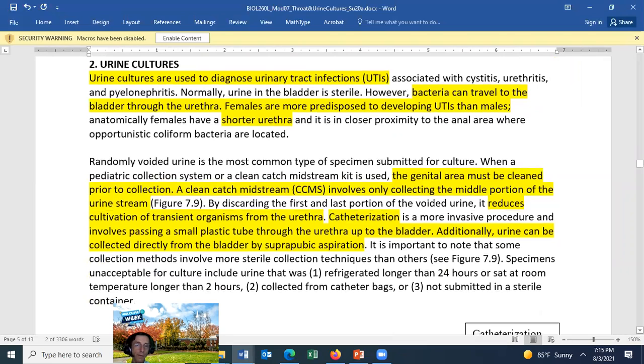All right, let's move on to urine cultures. Urine cultures are used to diagnose urinary tract infections or UTIs. Bacteria can travel to the bladder through the urethra. Because females have a shorter urethra than males, they are predisposed to getting bladder infections. Now, normally, the urine flowing through the urethra washes the bacteria out of the urethra, so it does not get up to the bladder. But every once in a while, the bacteria can cause a bladder infection, and it's more likely to be seen in females than in males.